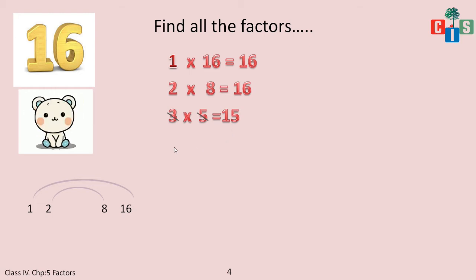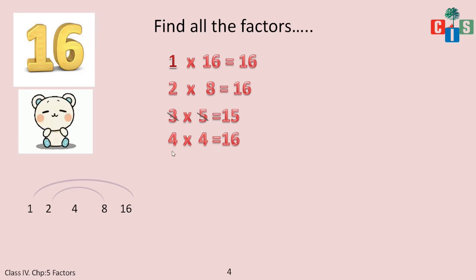Now moving on to the next number, that is 4. 4 multiplied by 4 will give me 16. So I can say that 4 will also be a factor of 16. See, students, here there are 2 times 4.